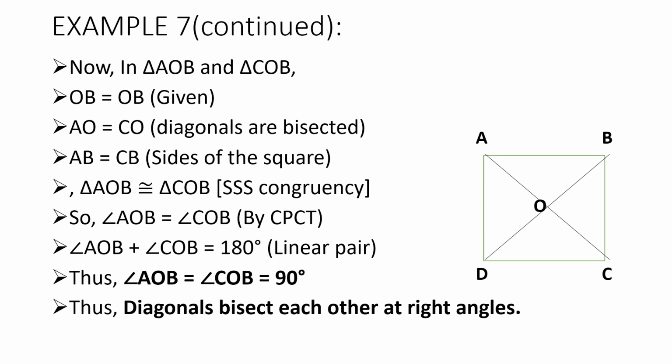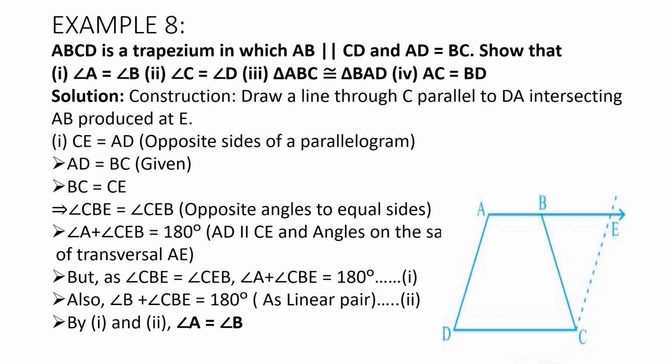But AOB and COB form a linear pair. So total is 180 degrees. Both are equal, total is 180 degrees, so both are 90 degrees. So we have shown that diagonals bisect each other at right angles. In these types of examples, first figure out what has to be proved and accordingly consider the congruency. Now example 8.